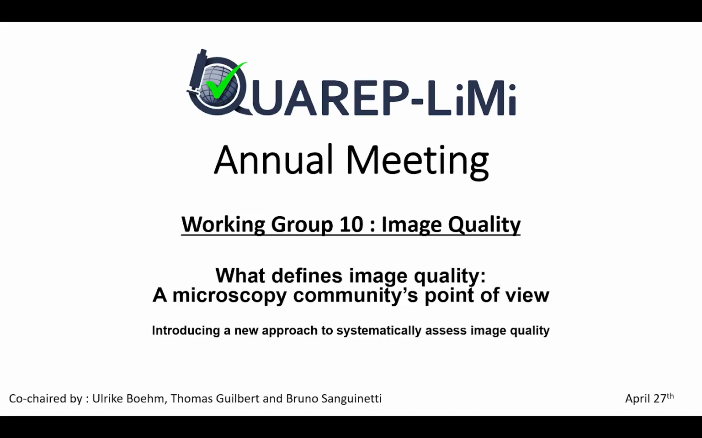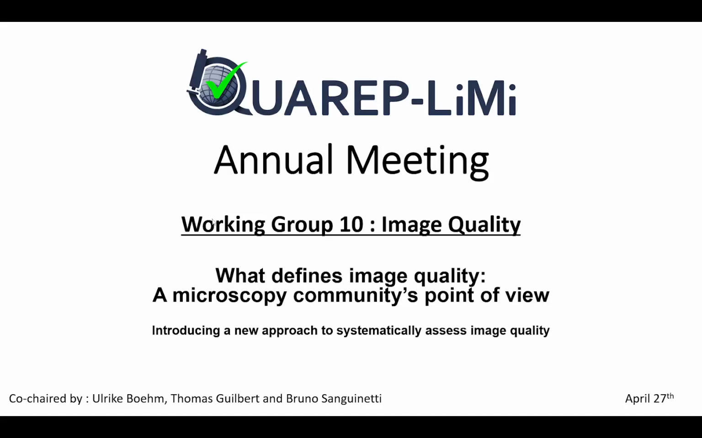The aim of this working group is to try to establish an image quality score according to precise parameters, which I will describe to you, and which have, as a primary goal, to find common definitions for the entire microscopy community. Hence the subtitle, what defines image quality? A microscopy community's point of view. At present, our working group has 141 members, of which more or less 20 are active at our monthly meetings.